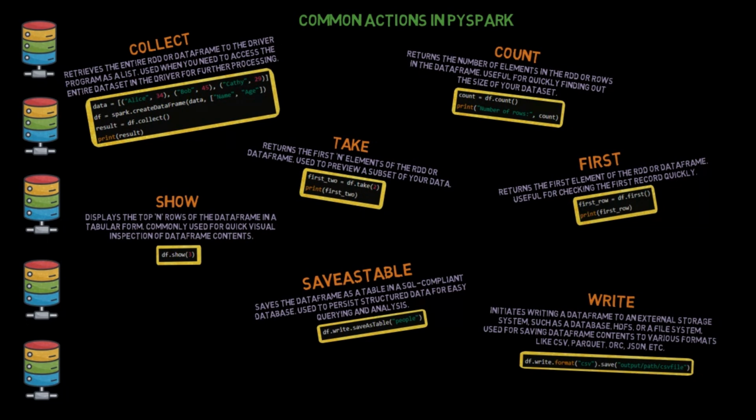Spark actions are operations that initiate the execution of a series of transformations in Apache Spark, resulting in concrete computations and output generation. Unlike transformations, which are lazy and build up a directed acyclic graph of operations, actions trigger Spark to execute the DAG and produce results. Each action corresponds to a specific computation or interaction with the data, marking the culmination of the lazy evaluation process initiated by transformations.